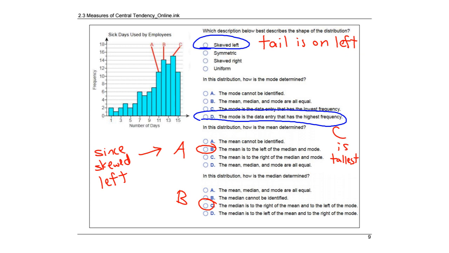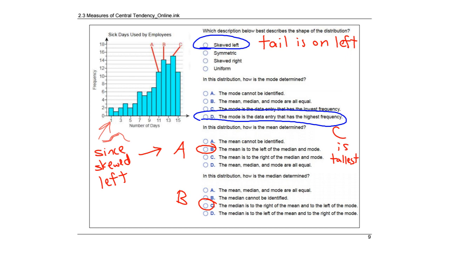All right, so let's take a look here. We want to know if this is symmetric, skewed left, or skewed right. Well, we can see the tail is way over here on the left. If we added a curve to it, it would look like this. I'm not doing very well with my curves. And so it is skewed left. Now, what happens with skewing is that the mean is going to be where the tail is.